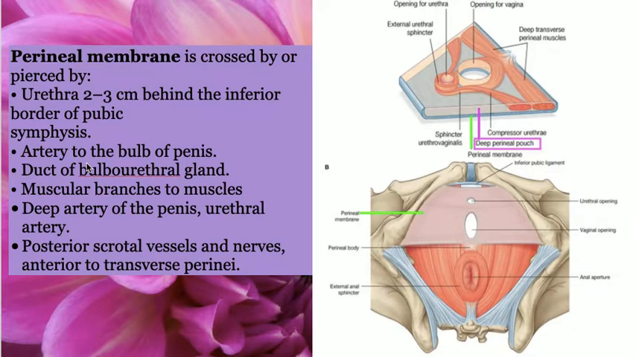Artery to the bulb of the penis, duct of the bulbourethral gland, muscular branches, the deep artery of the penis, urethral artery, the posterior scrotal vessels and nerve, which are lying anterior to the transverse perineal muscle.